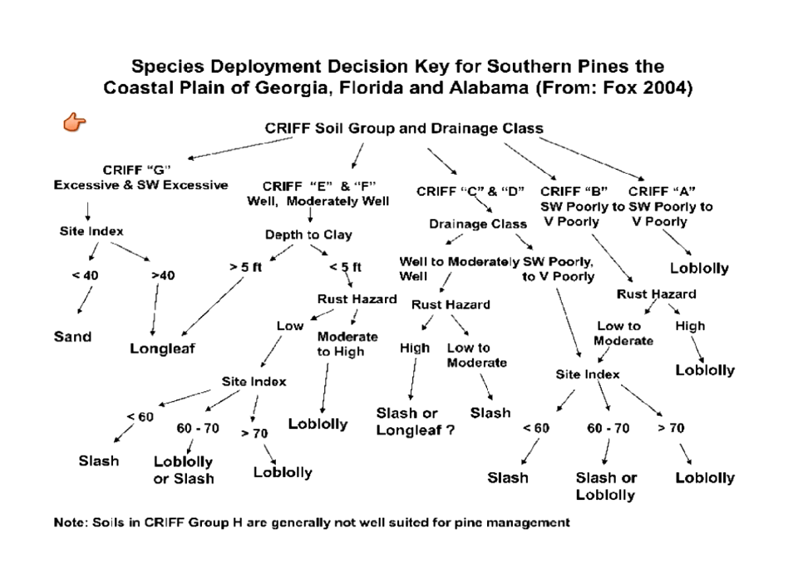This is an example of a decision support key. This is one that Tom Fox published in 2004. You can see over here, if we use the CRIF groups as a soil management group, everything that's in CRIF group A just flows through and is designated as a loblolly species soil management group. Here in the CRIF group B, we use a non-soil factor, rust hazard, to go one way or another in your decision key, and then add soil productivity or site index to reach a decision. This is one way to make a key.